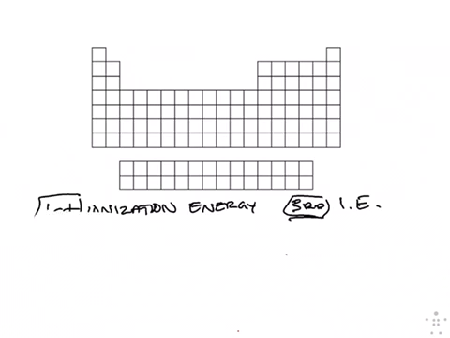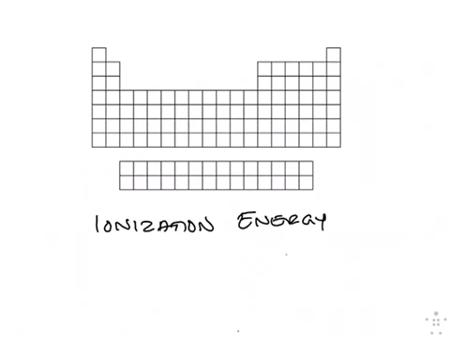Now back to the trend though. This trend is opposite of your atomic radius trend. And this is where you want to start using that whole Coulombic effect thing that we've been talking about in class. So ionization energy: the trend is, as you go across the periodic table, we have ionization energy increasing.